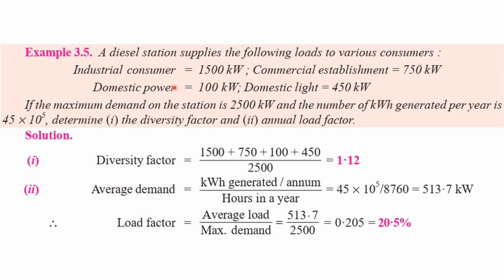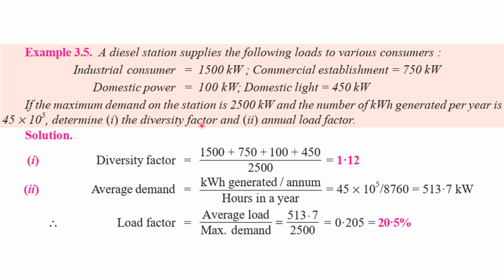In this example, we have a diesel station which supplies the following load to the various consumers. For industrial consumer, this diesel station supplies 1500 kilowatts. Commercial establishment gets 750 kilowatts from it. Domestic power gets 100 kilowatt. Domestic lights get 450 kilowatts. If the maximum demand on the station is 2500 kilowatt and the number of kilowatt hours generated per year is 4500 times power 5, determine the diversity factor and the annual load factor.